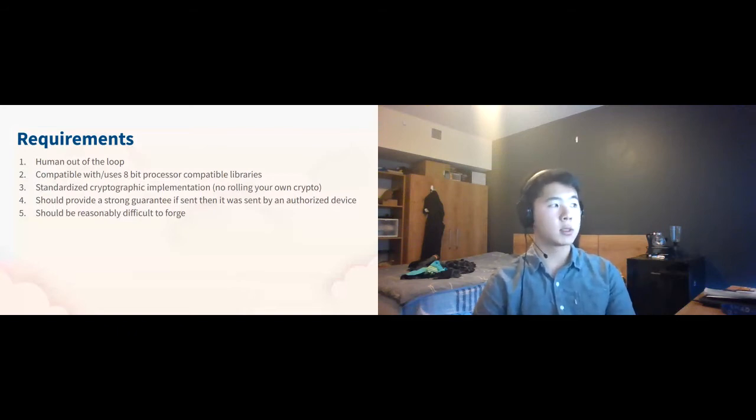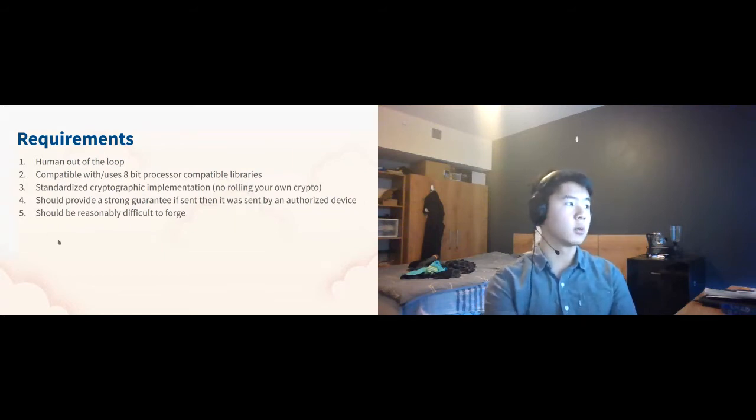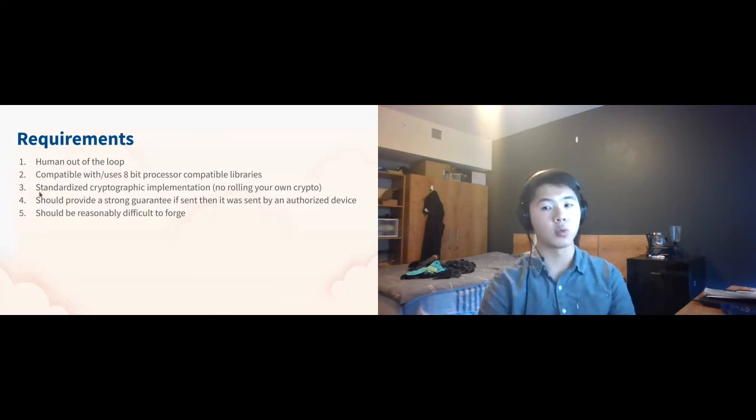Number 3, standardized cryptographic implementations. This is a huge rule in security: you do not roll your own crypto. In other words, you don't try implementing your own cryptographic algorithm. For example, RSA, you do not implement that. You get someone else's implementation because they would have been maintaining it. They also typically are implemented by large groups of people. So that's what I mean. It should be an external library. It shouldn't be something you write yourself. And it should be standardized.